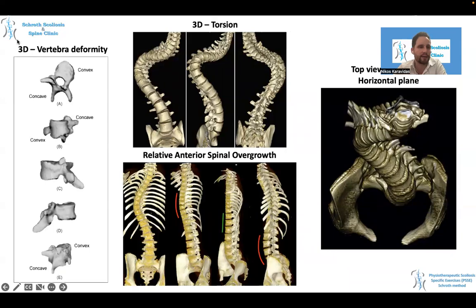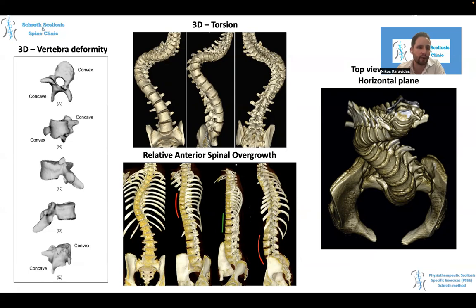Here we have a description that comes from many years ago about the 3D vertebra deformity. When you take a look, you can see that the concave side of the vertebra is shorter than the convex. So we have wedging on the frontal plane. There is also a different orientation of the platforms of the vertebra. So this is deformity on the transversal plane.